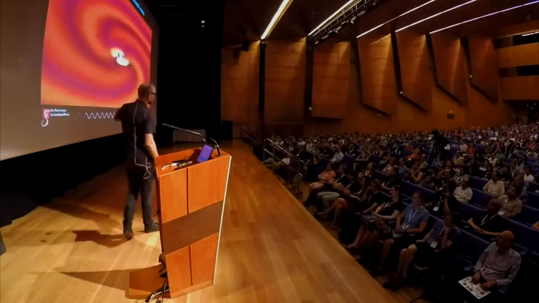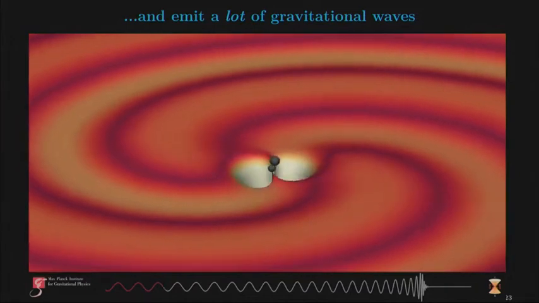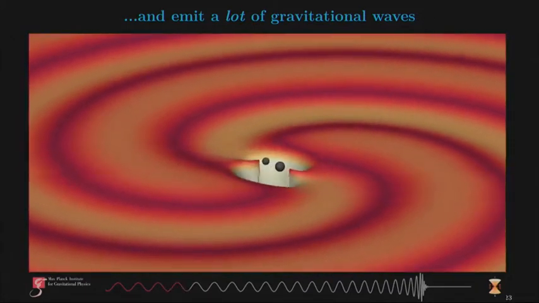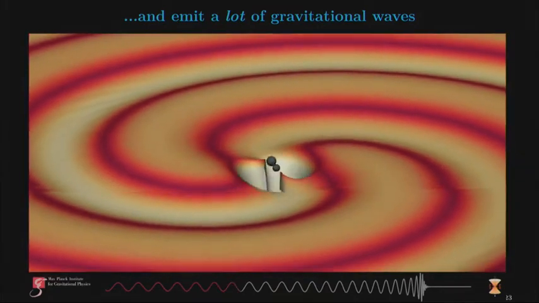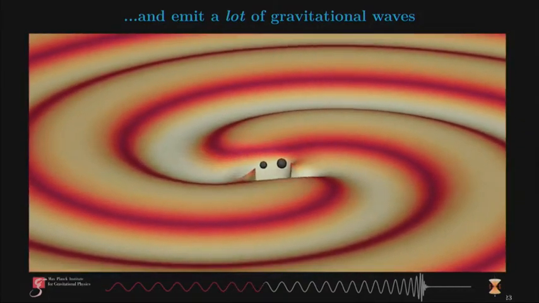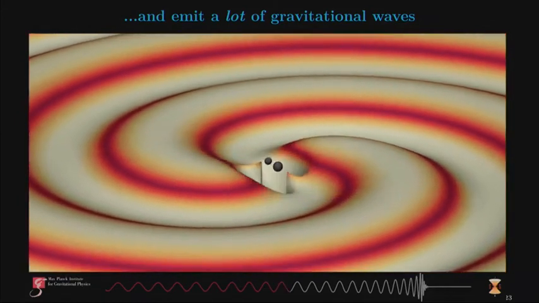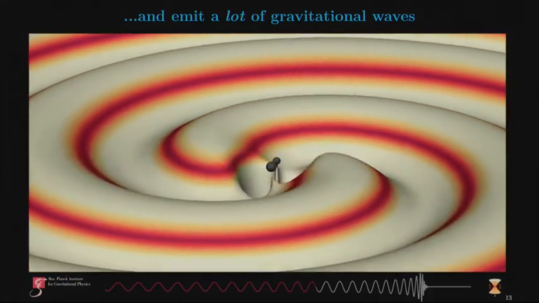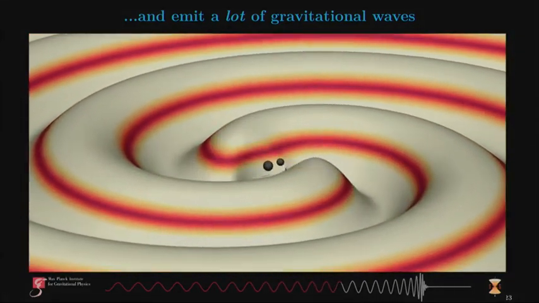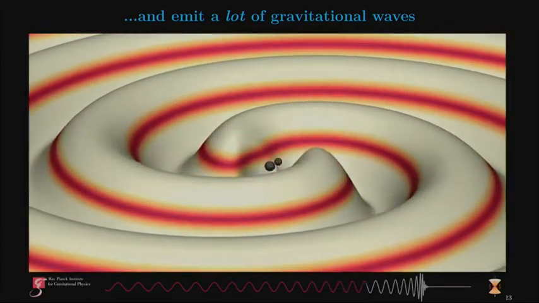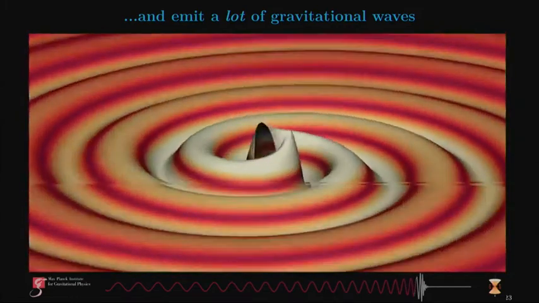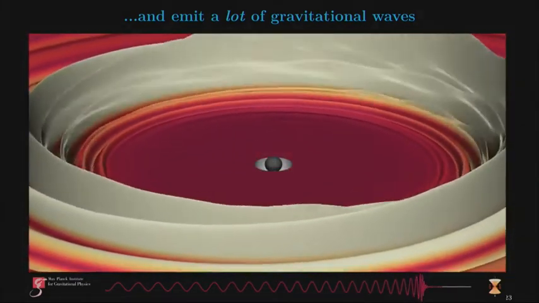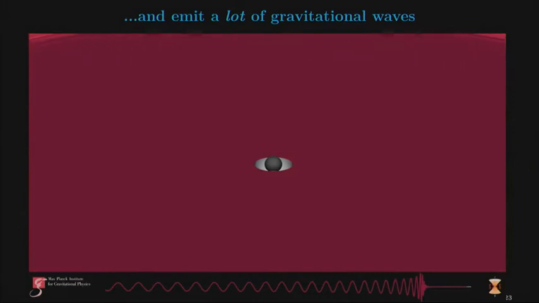So this is an animation, also from that same collaboration, of what the waves look like, or a representation of the waves as they leave the system. So you've got the two black holes orbiting around each other. This red and yellow is the waves being emitted. And as they get closer, the waves get higher amplitude, the frequency gets bigger, until right at the very end, you get this big burst of waves. And then you're just left with one black hole at the end.